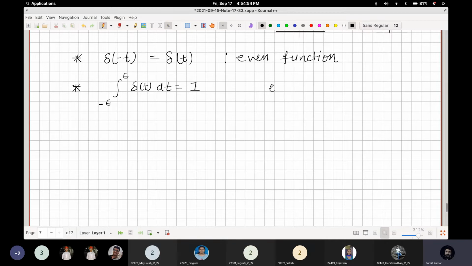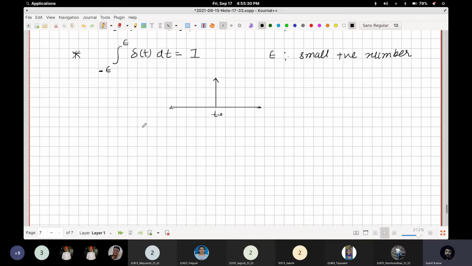Okay, and where epsilon is a small positive number. So delta is absolutely located here at t equal to 0. So this is our delta t. Let me just draw this. And if you are integrating, no matter what your range is, as long as this t equal to 0 is under that. Okay, so for example, let me ask you a question and that will be much better.